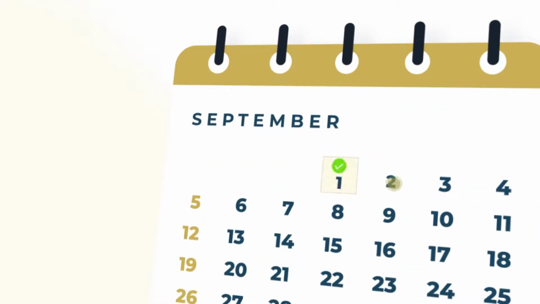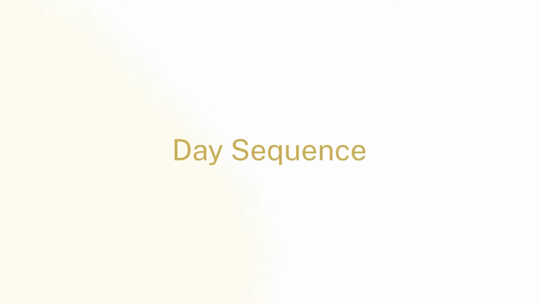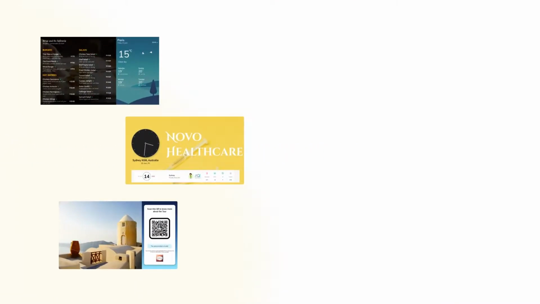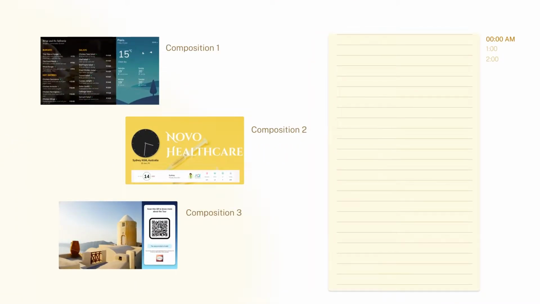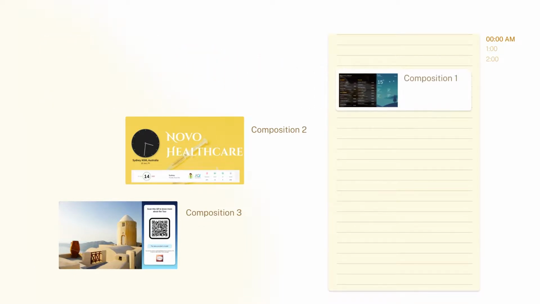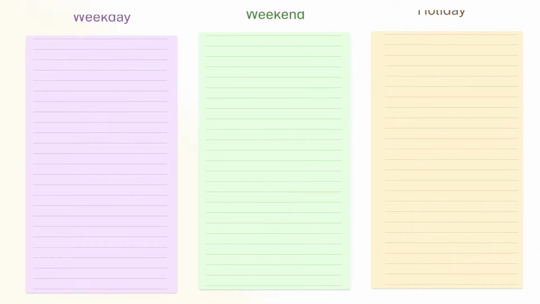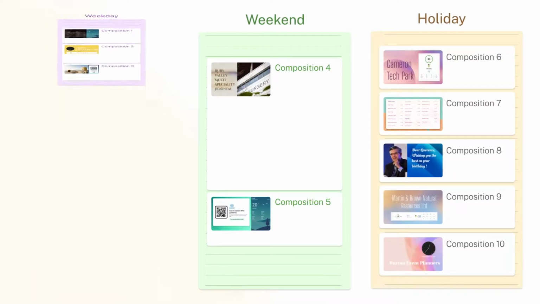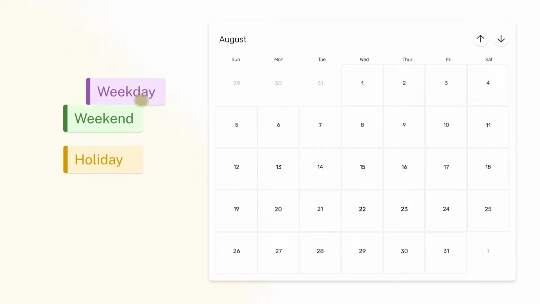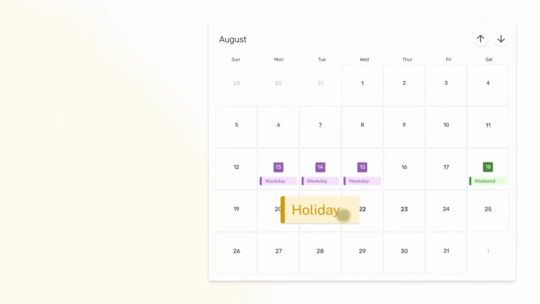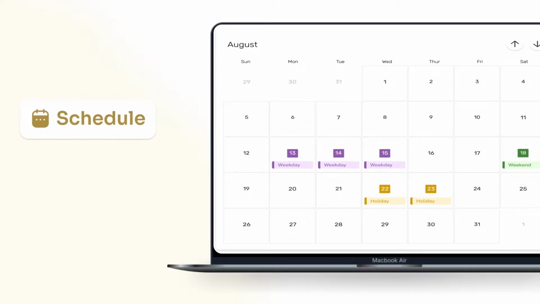With Pickcel, you can create content schedule for different days of a month. To get started, let's first understand the concept of day sequence. Day sequence is a series of compositions played over a period of day. Likewise, you can have a day sequence for weekday, weekend, or holiday. These sequences can be assigned to calendar dates. Now let's see how you can do it using schedule feature.